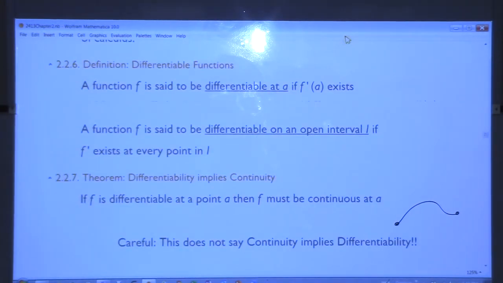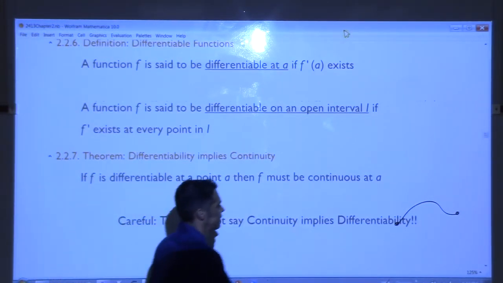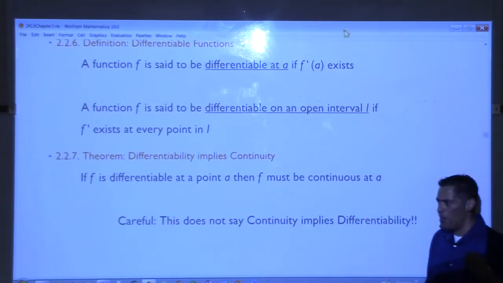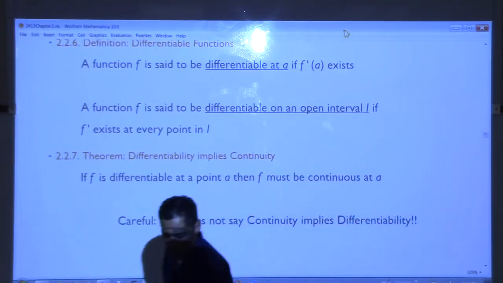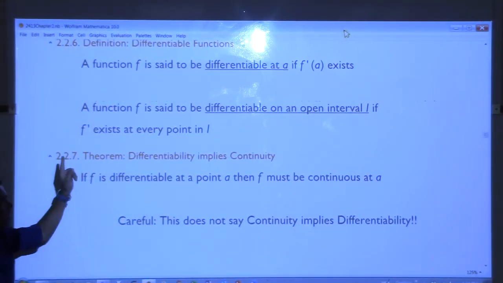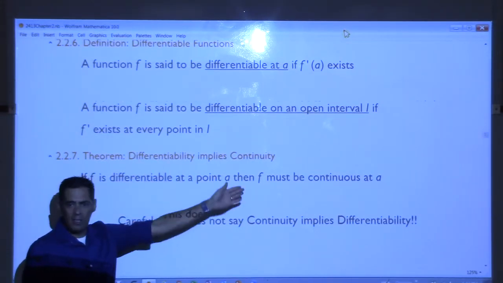Now remember us talking about continuity? What did it mean for something to be continuous? Continuous meant you could basically draw it without picking up your pencil, right? This theorem says that any function that's differentiable at a point has to be continuous at that point.